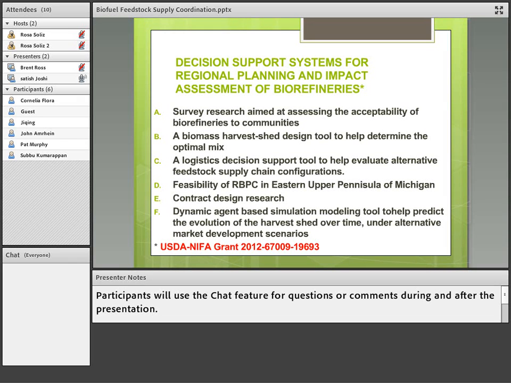Scott Loveridge will be talking about the biorefinery acceptability, the first component, and then I'll briefly touch on the next three components, and then Brent Ross will be talking about the last two components. So Scott?